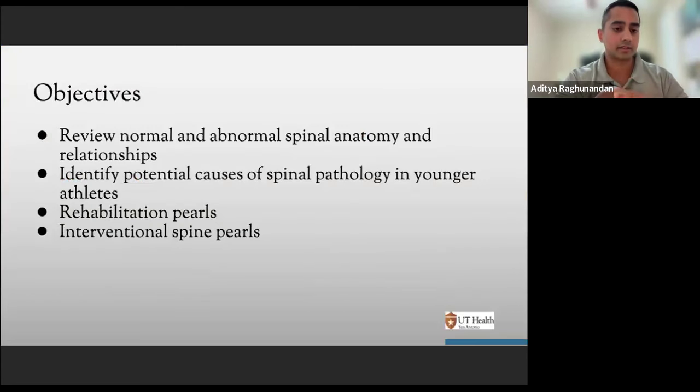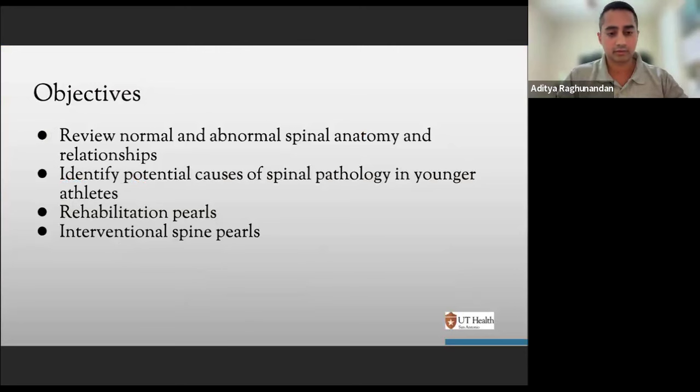So here are the objectives. I'm going to go through normal and abnormal spine anatomy and relationships, and identify some potential causes for spine pathology. I'm going to focus here on younger athletes, but I'll talk briefly about spine pathologies in general. Some rehab pearls to take towards the CAQ, but also moving forward in your clinical setting, and then some interventional spine pearls.